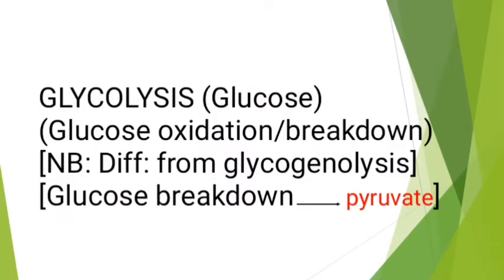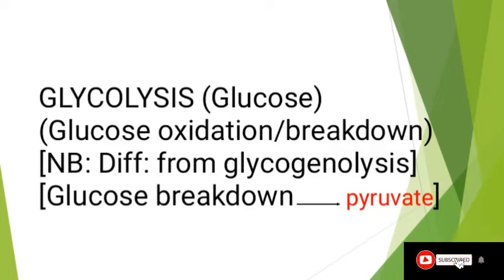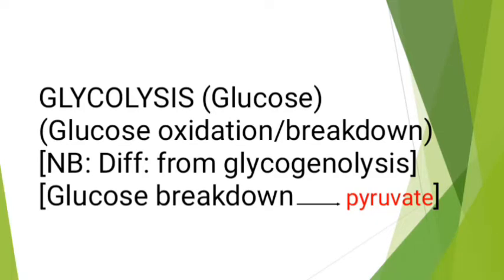So glycolysis, as I said, is the breakdown of glucose down to form pyruvate, and the pyruvate is then channeled down to the TCA cycle so as to generate reducing equivalents, which will now be channeled down into the electron transport chain to generate ATP. The sole aim of glycolysis is energy production from glucose.